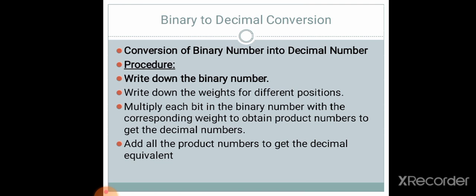So today we'll see how to do the conversion of binary to decimal number system. The procedure is given on your screen. First write down your binary number, then write the weights for different positions. All of you know now how to take the weights of each binary digit or bit. Then multiply each bit in the binary number with the corresponding weight to obtain product numbers. Add all the product numbers to get the decimal equivalent. So we'll see how to convert binary to decimal.